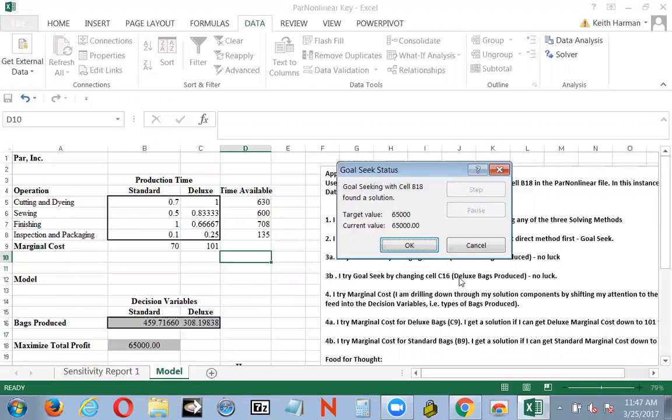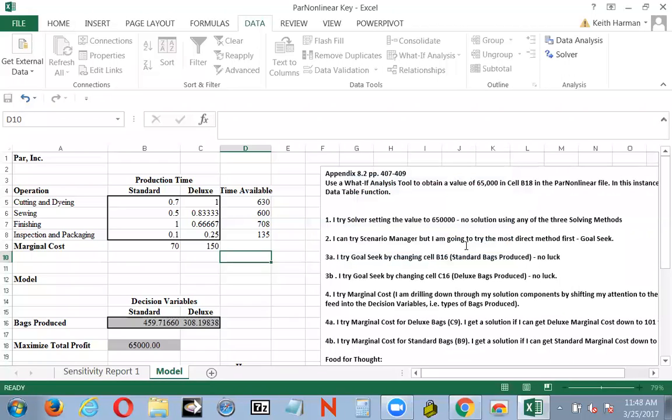And so that's that. So I've done a drill down now. I look at the bags produced. I said, okay, that's not going to work. So I attacked the marginal cost. Okay. Now, I'm drilling down on my solution. So I found a solution there. So if you gave me a file that had a marginal cost there on the deluxe bags of 101, you're in good shape. Now I'm going to use goal seek again.